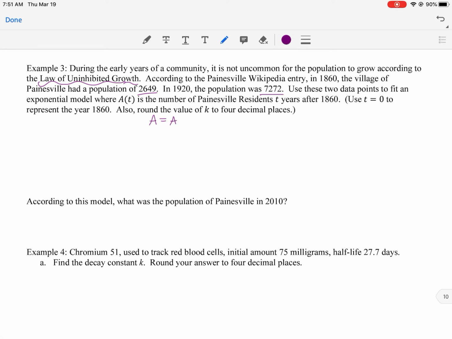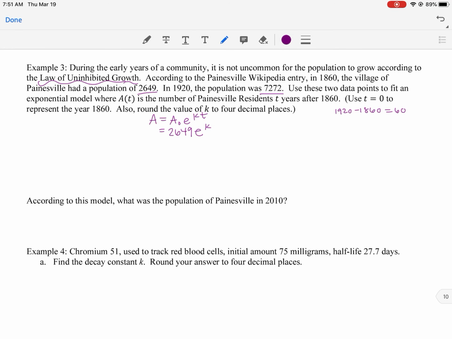So in these ones, we use this formula A equals A sub 0 e to the kt, but really it's similar to your continuous interest. So think about that A sub 0 as being your initial amount, which in this case is 2649. We've got e. K we don't know, and we're going to find out what the growth rate is, but we do know the years. So let's think for a minute. If we've got 1920, we want to see how many years it is from 1860. Let's subtract it, and we end up with 60. So we're going to have times 60 in the exponent, and we know how many people there were at the end of that time. That's 7272.